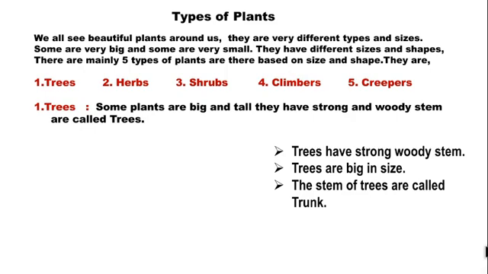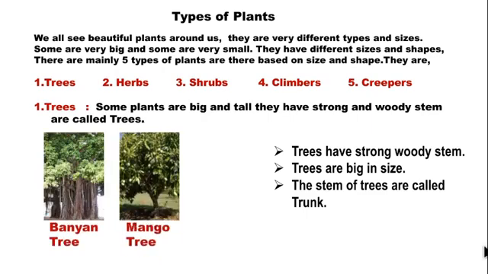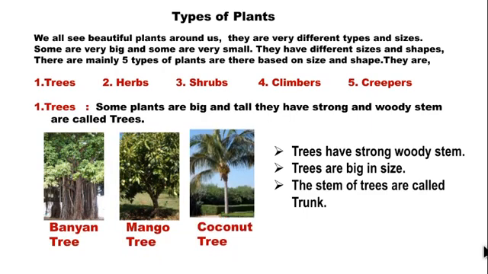So first one is trees. Some plants are big and tall. They have strong and woody stem and are called trees. So for example, banyan tree, mango tree, coconut tree. So trees have strong stem. Trees are big in size. The stem of trees is called trunk. So these are the trees and this is the stem of the tree. This stem is called trunk.